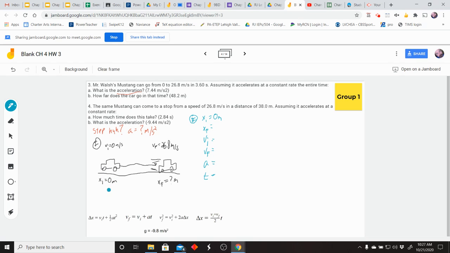x initial is where we're starting off sideways. That's here, and that's 0 meters. X final is where we're ending up sideways, so that's over here. It's not 0. The car's definitely moved, but we don't know what this one is, so this one is a question mark. How fast is the car moving at the beginning? No speed lines. V initial is 0 meters per second. How fast is the car moving at the end? Speed lines. V final is 26.8 meters per second.